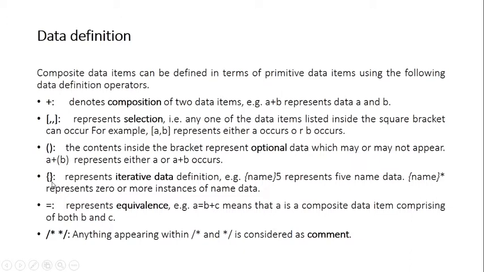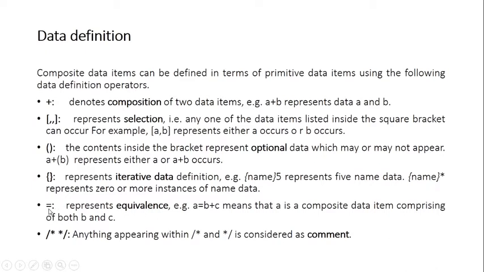Then there are braces, which show iterative data which is getting repeated. So if any data is written in this bracket and say the superscript is 5, it says 5 instances of this named data. But if I write name and asterisk here, it represents 0 or more instances of name data. So asterisk represents 0 or more instances of this name data.